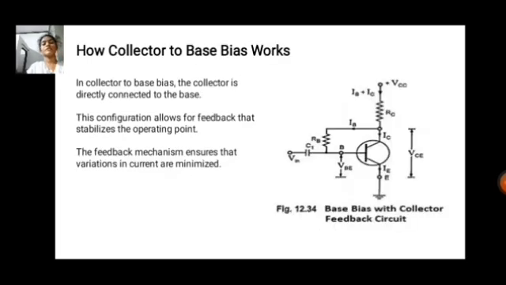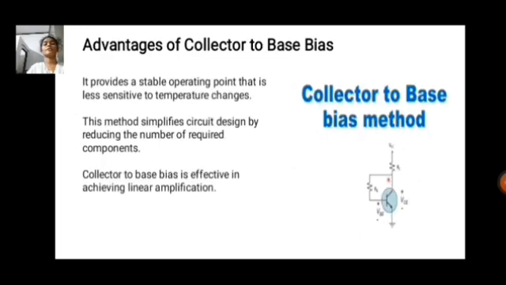In this slide, I will explain about how collector to base bias works. In collector to base bias, the collector is directly connected to the base. This configuration allows for feedback that stabilizes the operating point. The feedback mechanism ensures that variations in current are minimized. Observe the circuit diagram: base bias with collector feedback circuit.